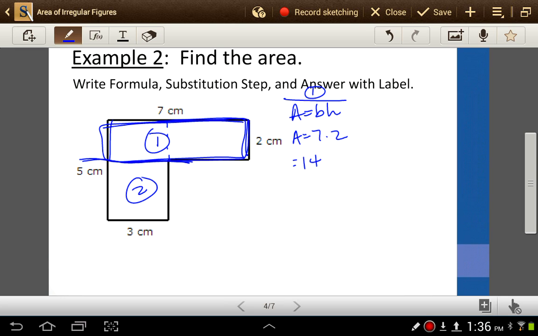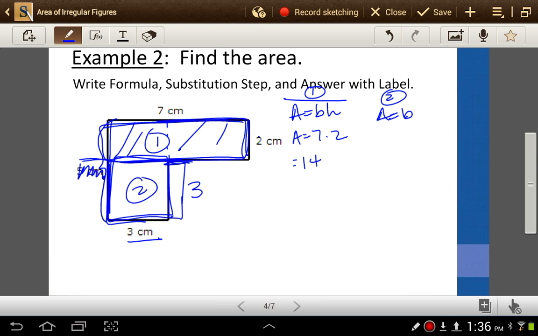Then, so I'm done with 1, I'm going to find the area of the second piece here. Well, I know this dimension is 3, but how tall is this? It is not 5. Okay, 5 is the whole thing. So how tall is just this part from here to here? Well, that's 2, and that has to be 3, because 3 plus 2 is 5. So that's 3 and 3. So the area of my second part equals base times height, which is 3 times 3, which is equal to 9.